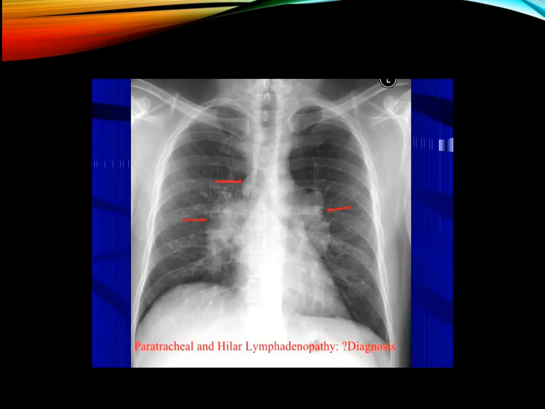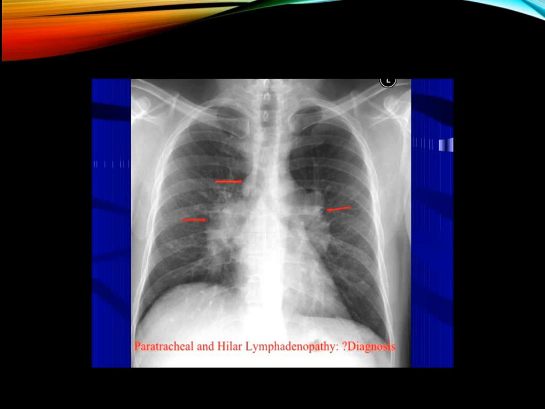Another important subject is the hilar enlargement. We talked about the unilateral hilar enlargement in the subject of the bronchogenic carcinoma. Here we are having bilateral hilar enlargement. We have several differential diagnoses for bilateral hilar enlargement.